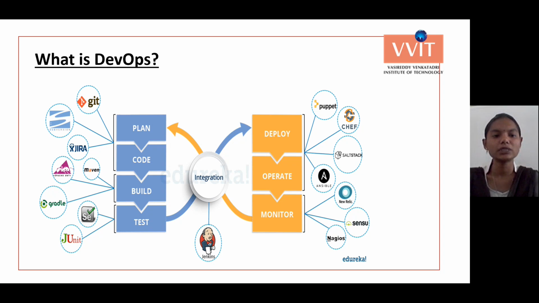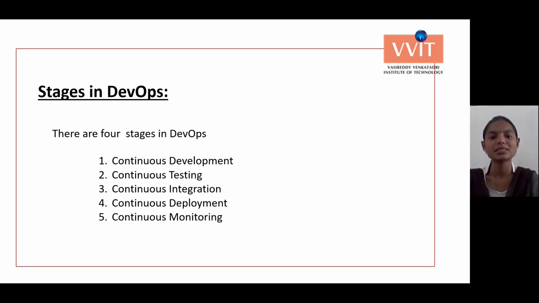Let us see what are the stages involved in DevOps. There are 4 main stages in DevOps, and another additional one is continuous monitoring. Continuous monitoring monitors whether all the stages are working well or not. The application is developing. Is it in the correct state or not? Let us see what the 4 stages are and how they work.